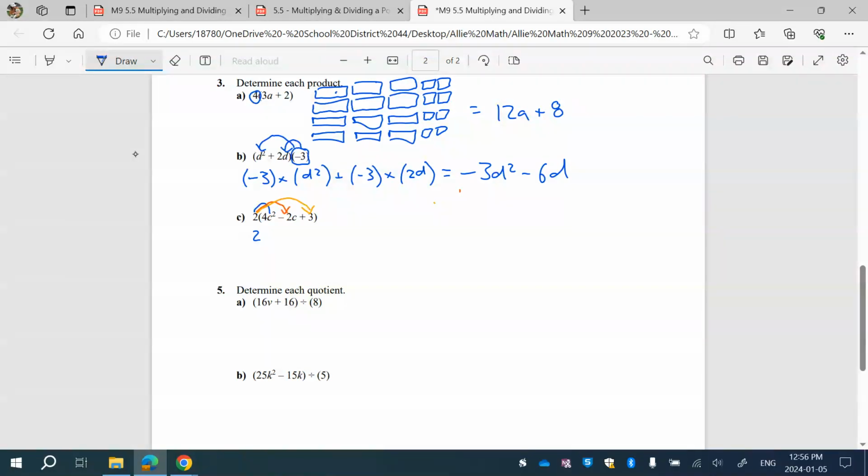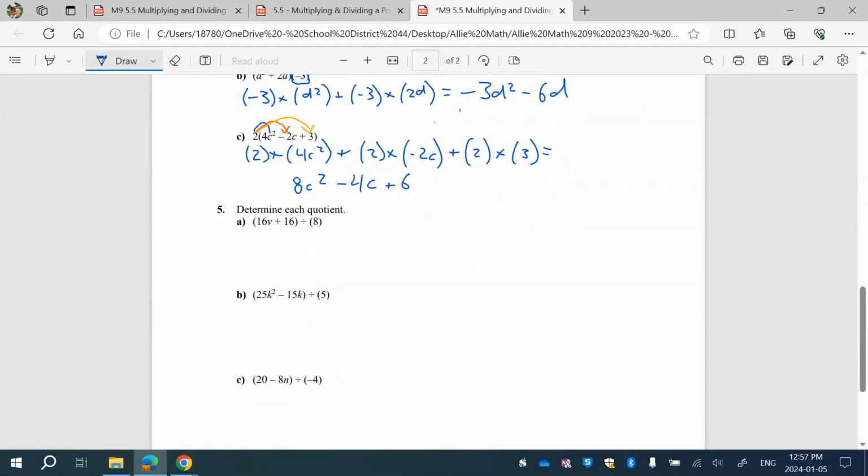But let's go 2 times 4c squared, and we would have plus 2 times negative 2c plus 2 times 3. And 2 times 4c squared is going to be 8c squared. 2 times negative 2c is going to be negative 4c, sorry, not squared. And 2 times 3 is going to be a plus 6.